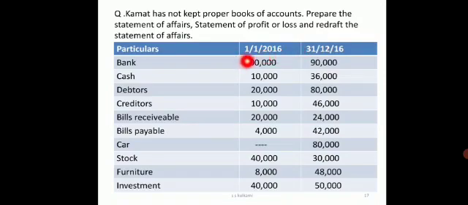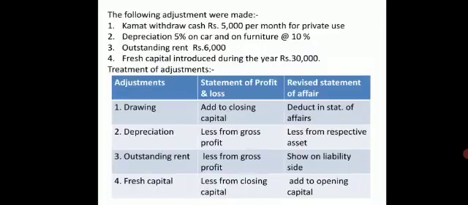We have bank balance 1 lakh and 90,000, cash 10,000 and 36,000, debtors 20,000 and 80,000, creditors 10,000 and 46,000, bills receivable 20,000 and 24,000, bills payable 4,000 and 42,000, car 80,000, stock 40,000 and 30,000, furniture 8,000 and 48,000, investment 40,000 and 50,000. So this is the statement of affairs. We'll see in the next slide what it has.